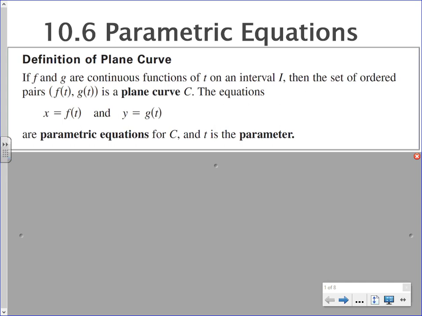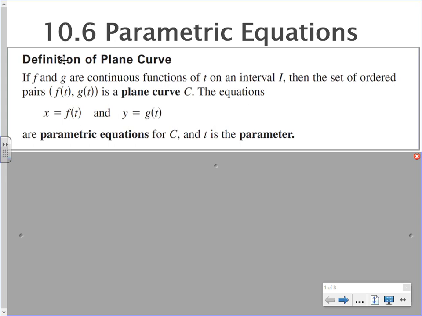All right. Basically, we have a set of two equations that are defined in terms of a third variable. So we have x equals something in terms of t, y equals something in terms of t, where t is what we call the parameter. That's why we call it parametric equations. Essentially, we're plugging values in for t to get x, y coordinates that create a graph.